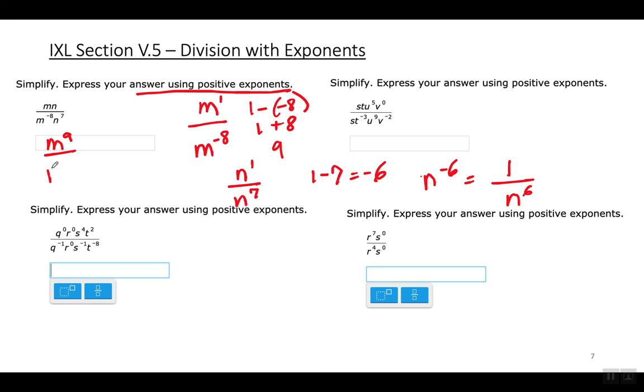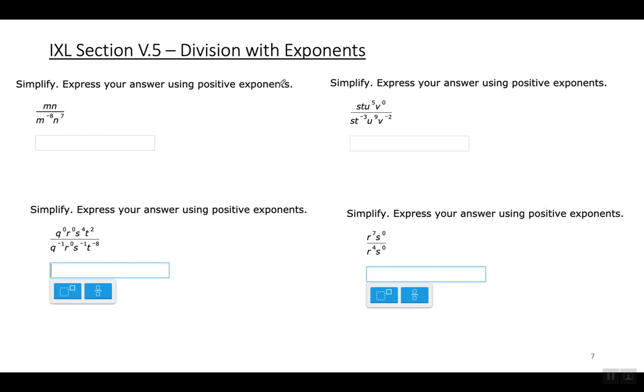So this is going to be my answer. N to the 9th power over n to the 6th power. All right, let's look at this one over here.